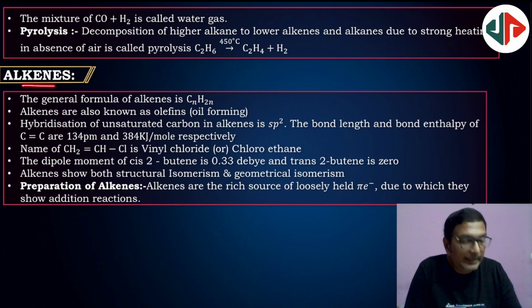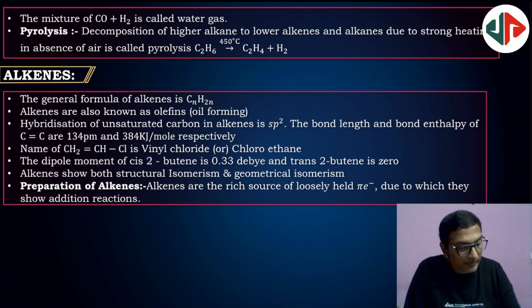Next, about alkenes, unsaturated hydrocarbons. General formula CnH2n. These are also known as oil forming, that is olefins. Alkanes are paraffins, alkenes are olefins. Next, hybridization of carbon is sp2, bond length 134 picometers and bond energy 384 kilojoules.